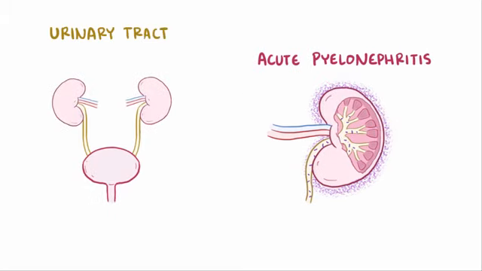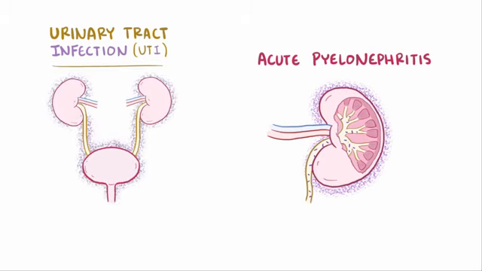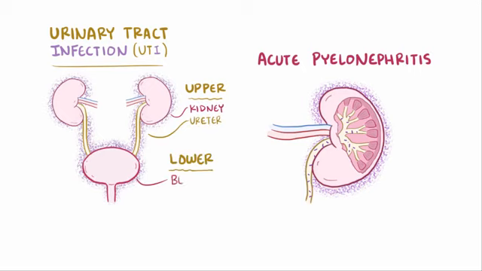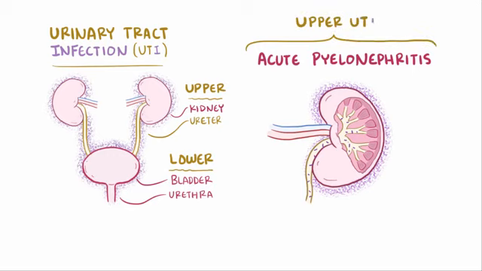Now, a urinary tract infection, or UTI, is any infection of the urinary tract, which includes the upper portion of the tract, the kidneys and the ureters, and the lower portion of the tract, the bladder and the urethra. So, acute pyelonephritis is a type of upper urinary tract infection.